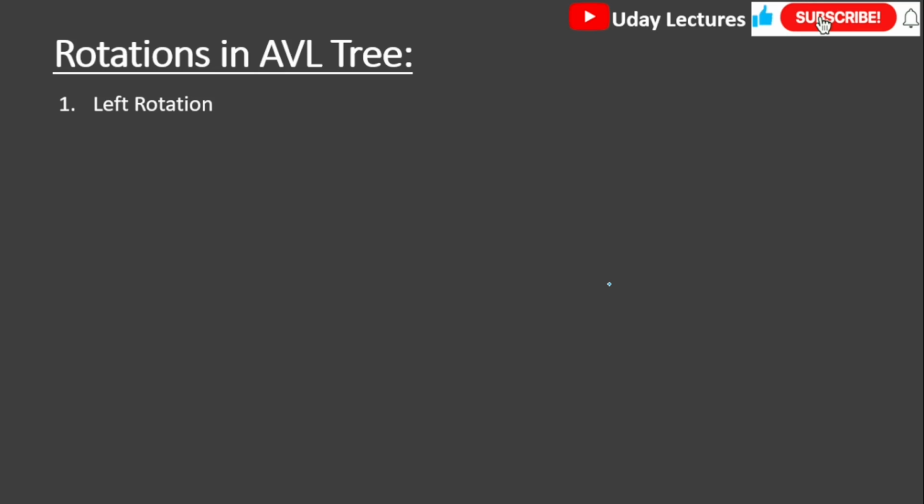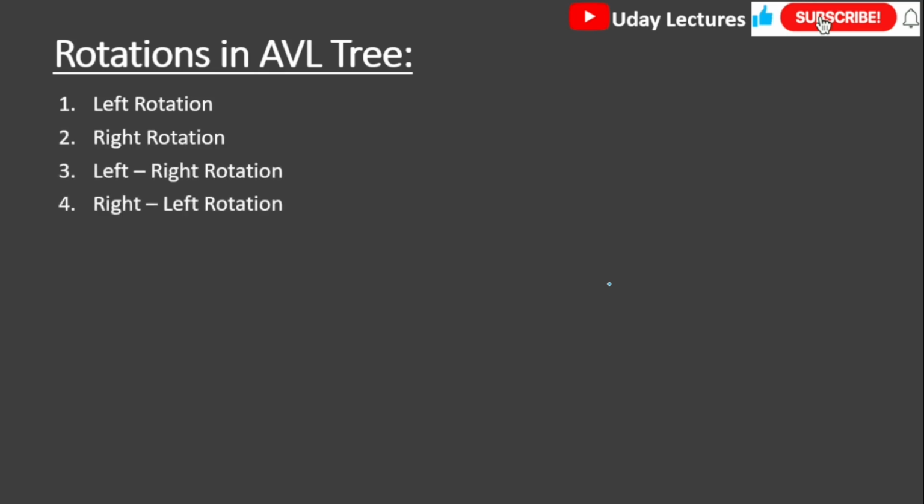So the rotations go like this. There are four rotations in AVL tree. The first rotation is left rotation, the second is right rotation, then left-right rotation and right-left rotation. These last two are combination rotations where we end up with two rotations, whereas the first two are single rotations, where we do only one rotation. We will discuss these rotation operations in detail one by one with examples.